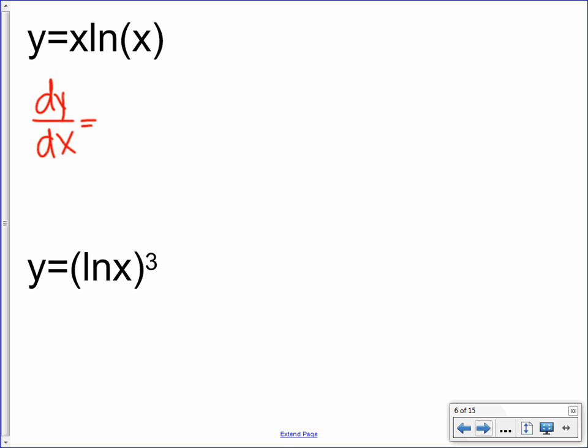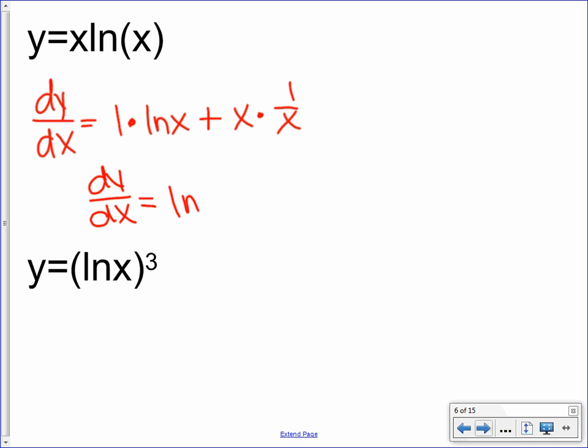X times natural log of x. Oh, dang it, I gave it away. What do we have? We have a product. So the derivative of the first times the second plus the first times the derivative of the second. And so our derivative is the natural log of x plus 1.